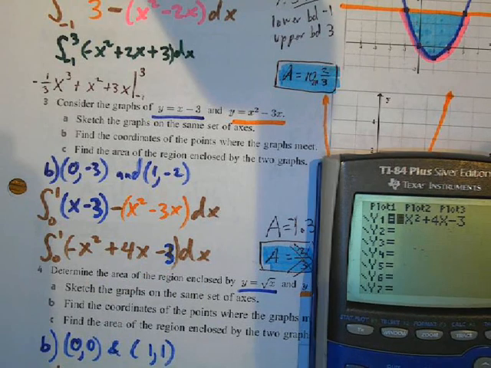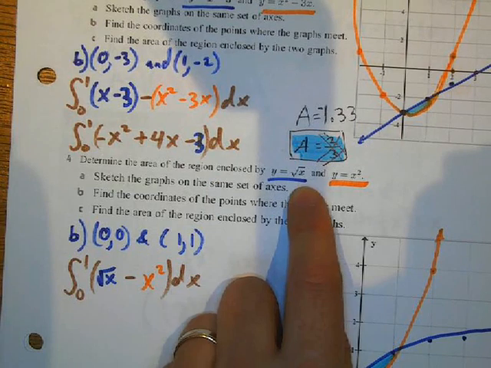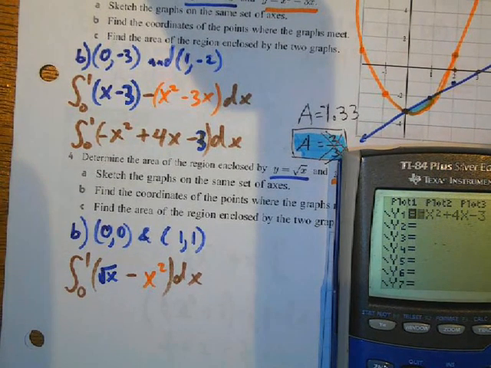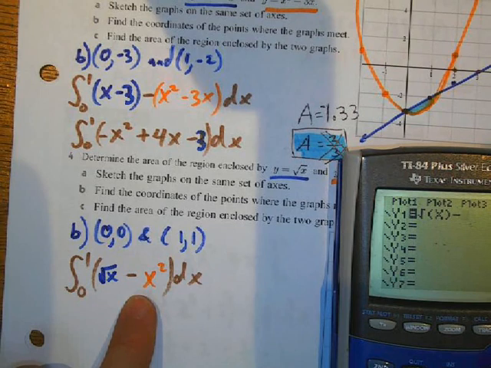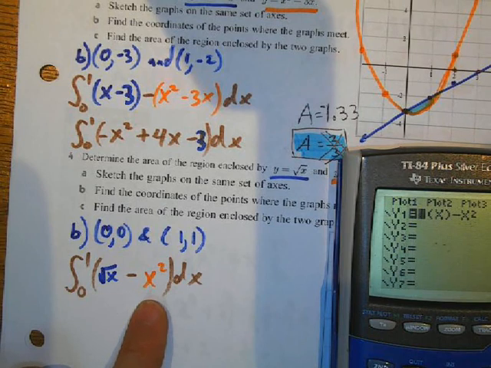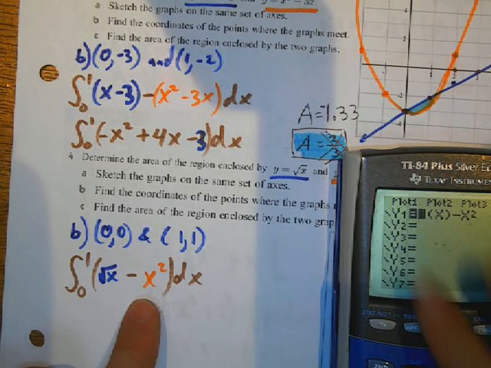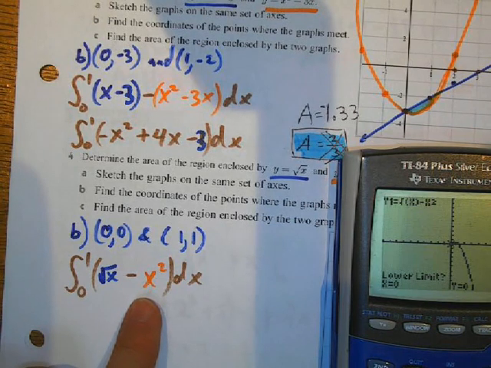Okay, let's do question number 4. Here we sketched the two graphs, and they intersect at 0 and they intersect at 1. So we type this into the calculator. We get the square root of x minus x squared. Graph that. Then second trace, take the antiderivative from 0, lower bound, my upper bound is 1, and we end up with 1/3. Okay.